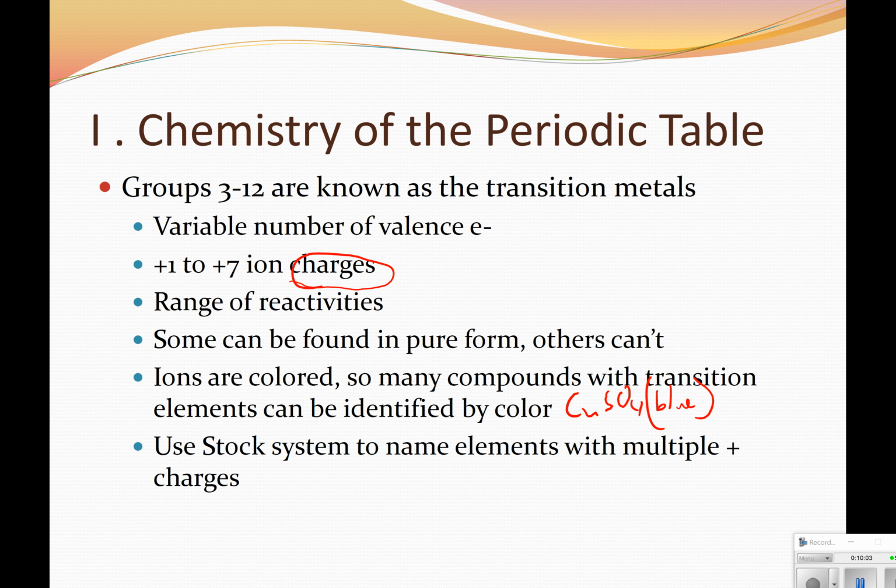And then depending on the concentration of either of those, we're going to get more of a green or more of a blue color. But that color is indicating the presence of copper and is also similar for many of the other transition elements. And for any elements in this transition metal block, we are almost always going to be using the Stock system, where we have to put in our Roman numerals to indicate which charge we're talking about, or which oxidation state we're talking about for the ion, because they have multiple charges.